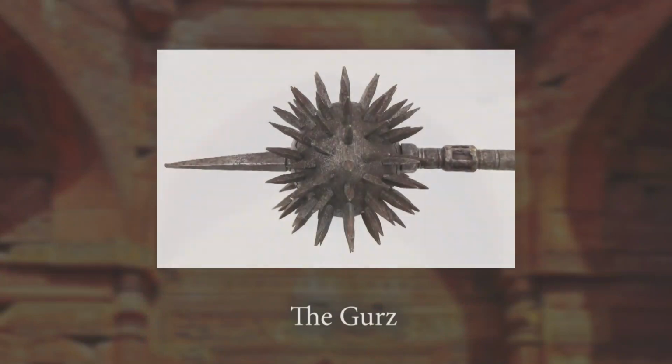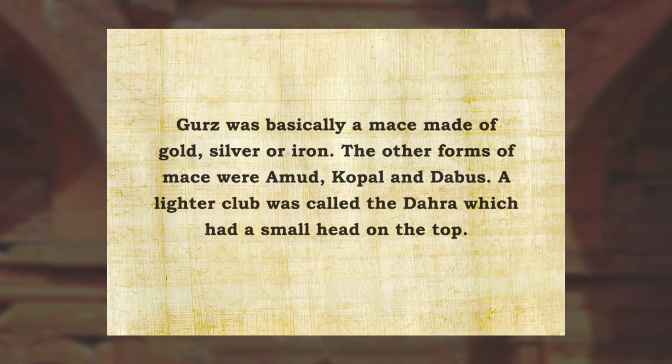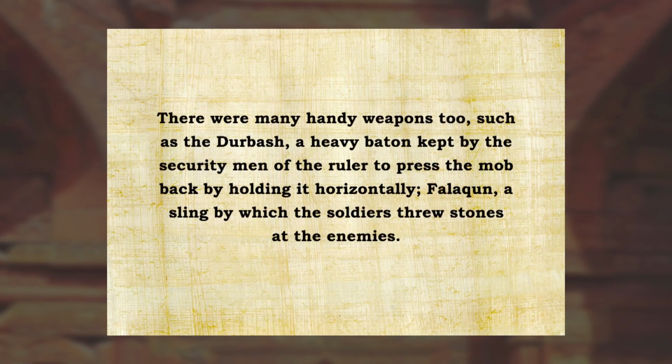The gurz was basically a mace made of gold, silver, or iron. The other forms of the mace were the amud, the kopal, and the dabus. A lighter club called the dara, which had a small head on top, was also used. There were also many hand weapons, such as the durbash, a heavy baton kept by the security men of the ruler to press the mob back by holding it horizontally.